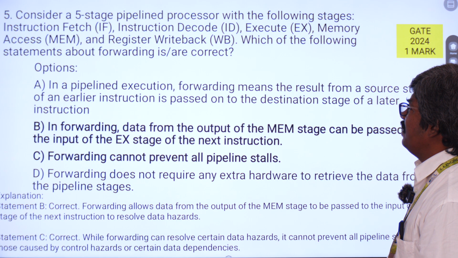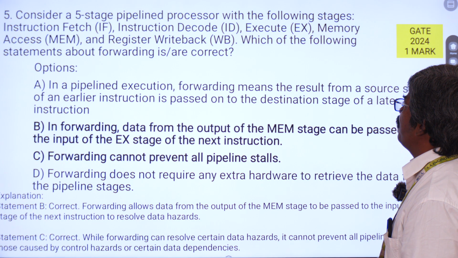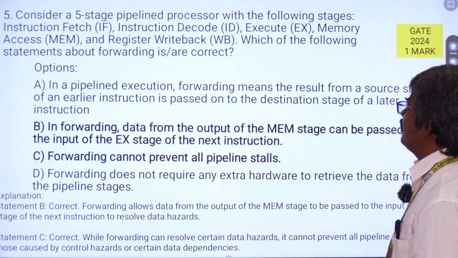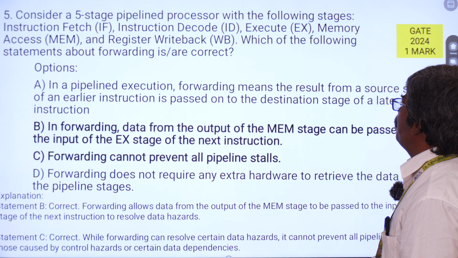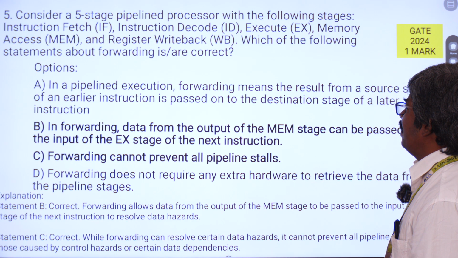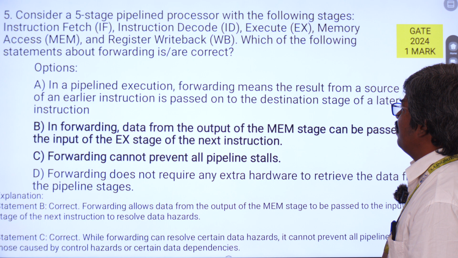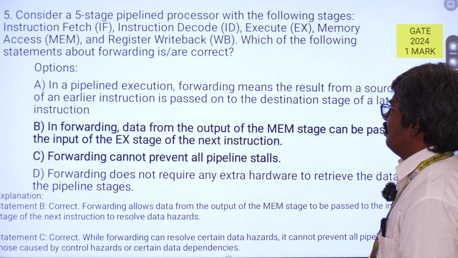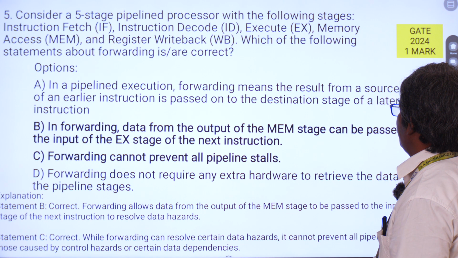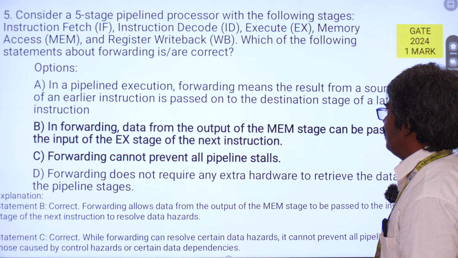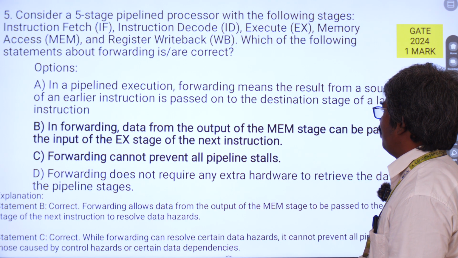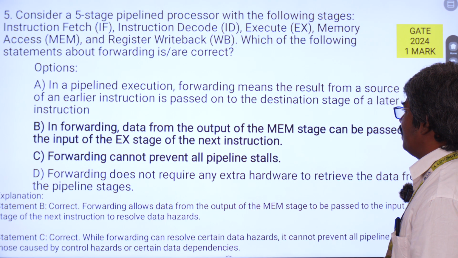The next question is: consider a 5-stage pipeline processor with the following stages: instruction fetch, instruction decode, execute, memory access and register write back. Which of the following statements about forwarding is correct? Option A: in pipeline execution, forwarding means the result from a source stage of an earlier instruction is passed on to the destination stage of a later instruction.